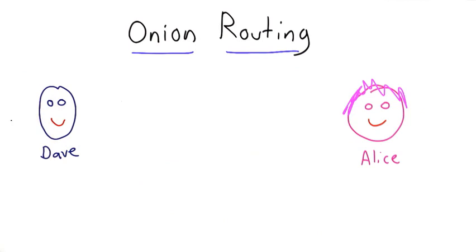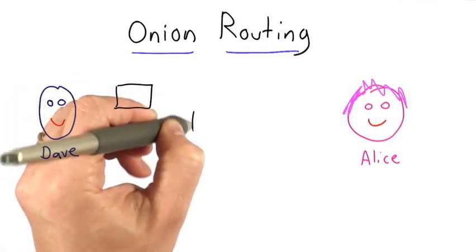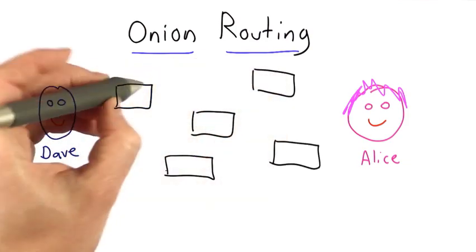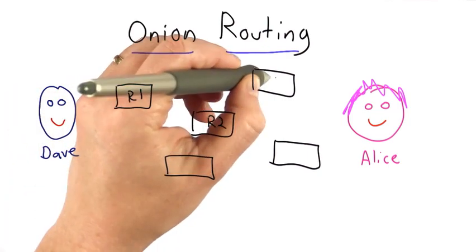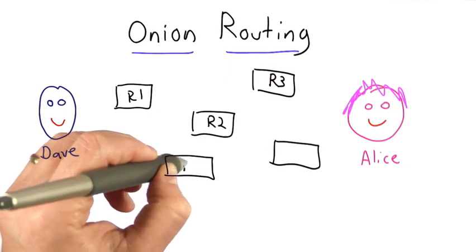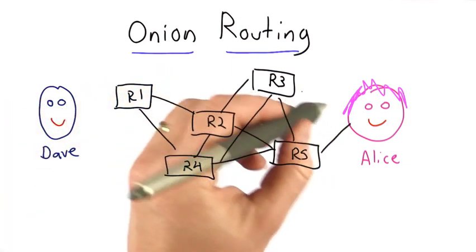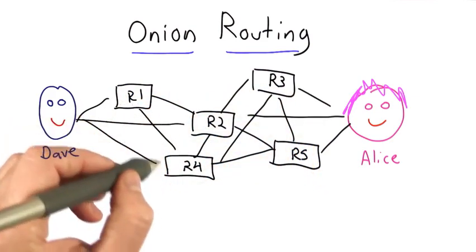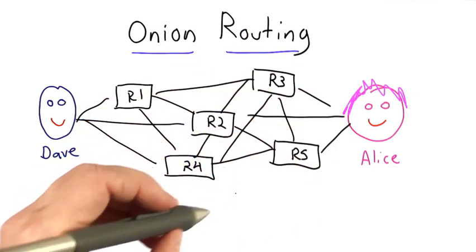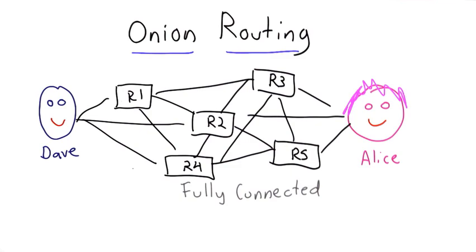So now Dave wants to communicate with Alice without anyone being able to know they're communicating. And we have a set of routers. These are like our friends in the example of the envelopes. And let's say I know about 5 routers. We'll call them R1, R2, R3, R4, and R5. And the routers are all connected. They can all talk to each other, and they can all talk to Alice, and they can all talk to me. So we're assuming we have a fully connected network here. And I haven't drawn all the connections because that would get kind of messy. So we'll assume we have a fully connected network here.